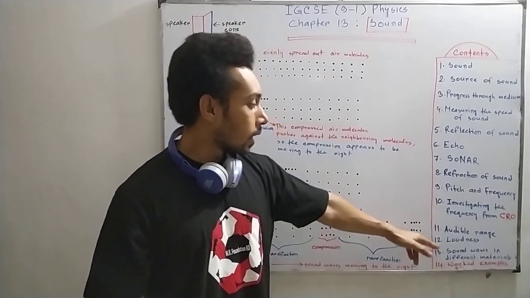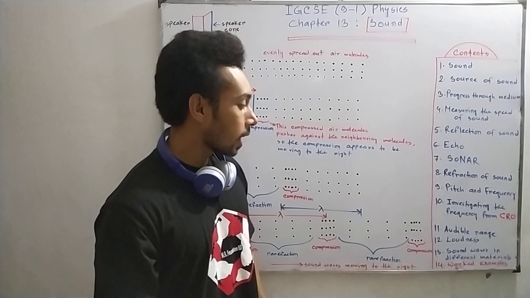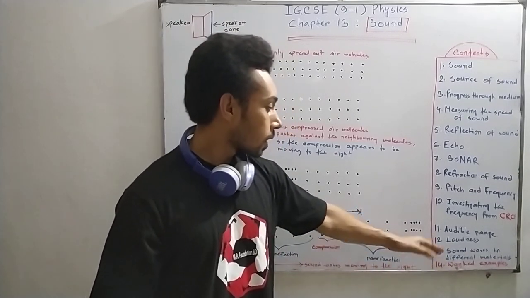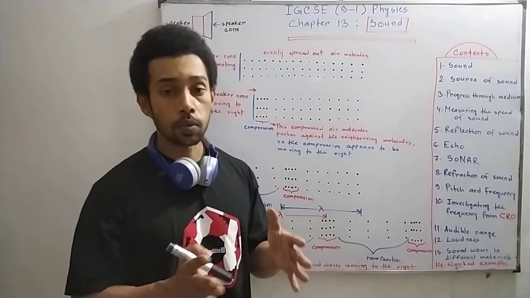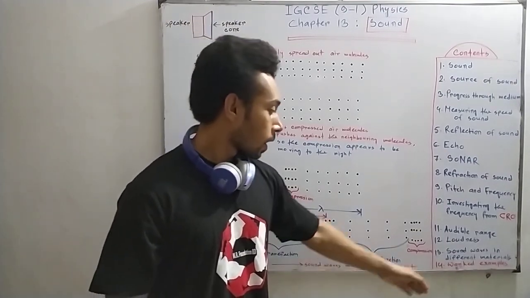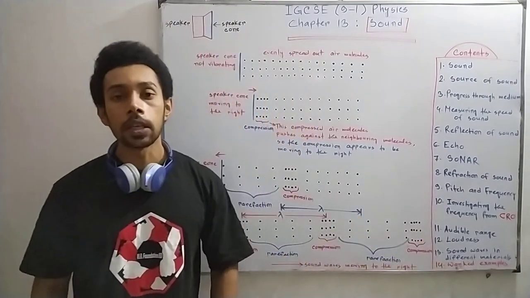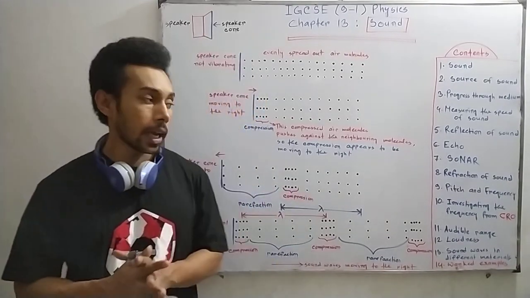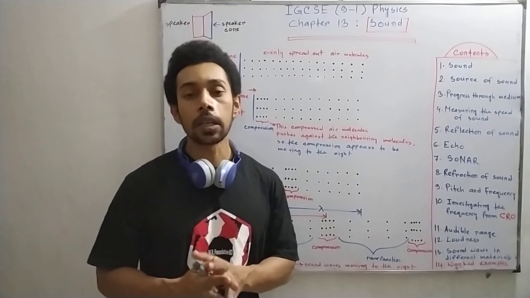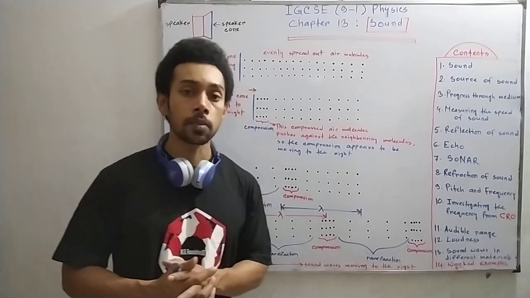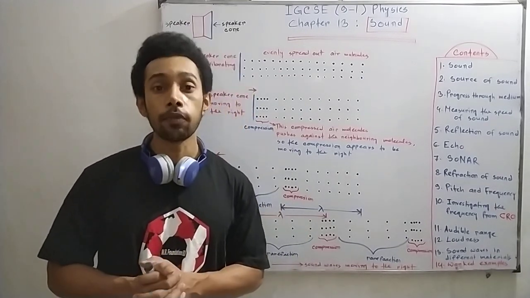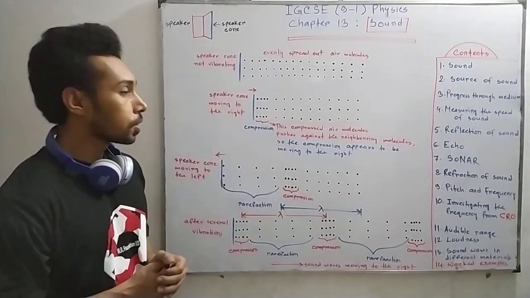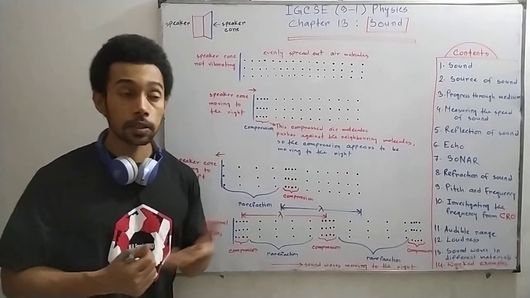After that, we'll discuss the audible range, the loudness of sound, and sound waves in different materials, how they travel and their speed. Finally, we'll solve some worked examples from your book and give you some idea how to solve the problems that will be faced in your IGCSE exam. So let's start.